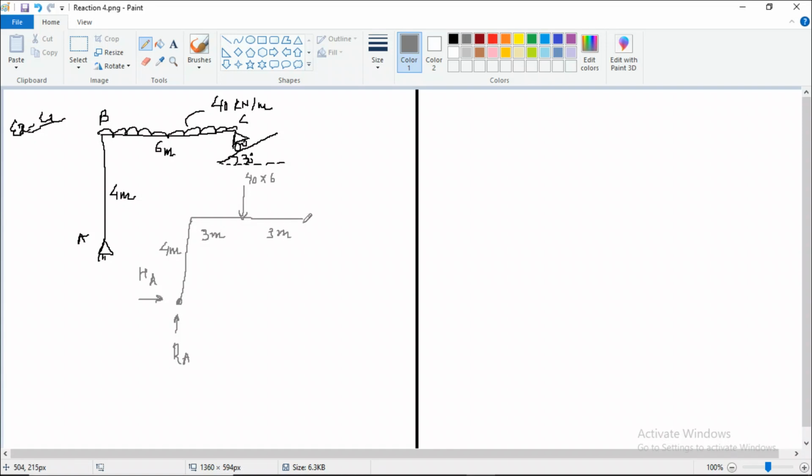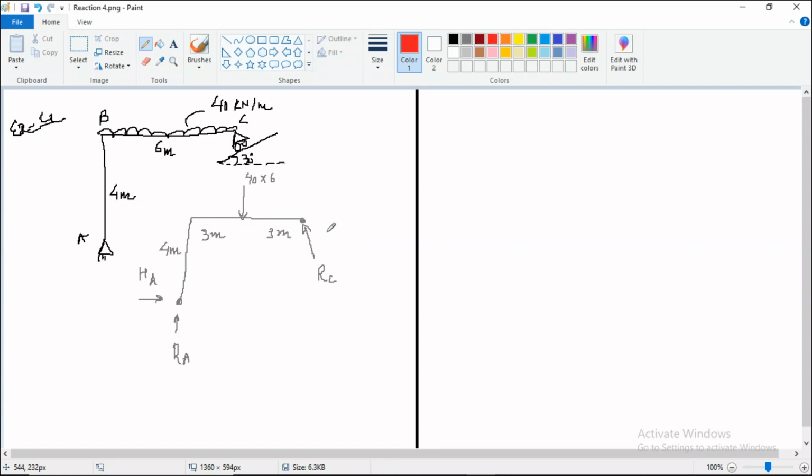Now there is a slight difference at point C, because as you can see, the support which is given is an inclined support. So the reaction will be perpendicular to that inclined support. So that reaction will be acting in this direction like this, RC, right?